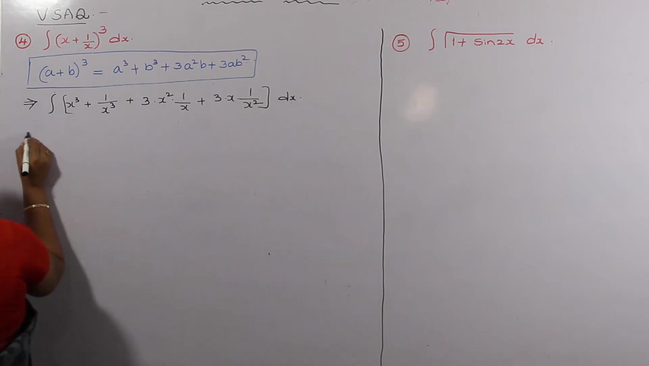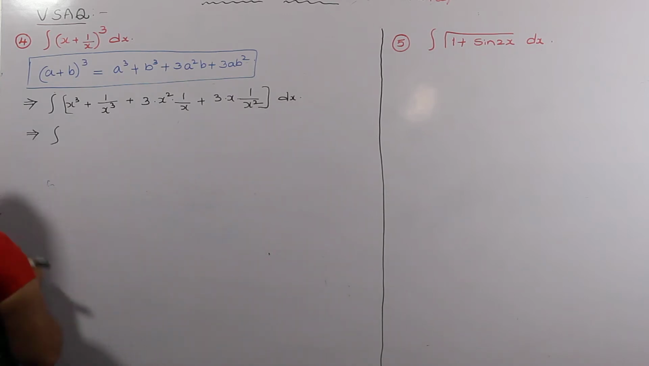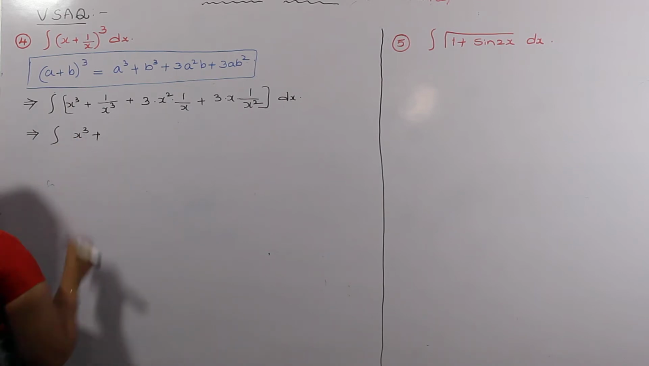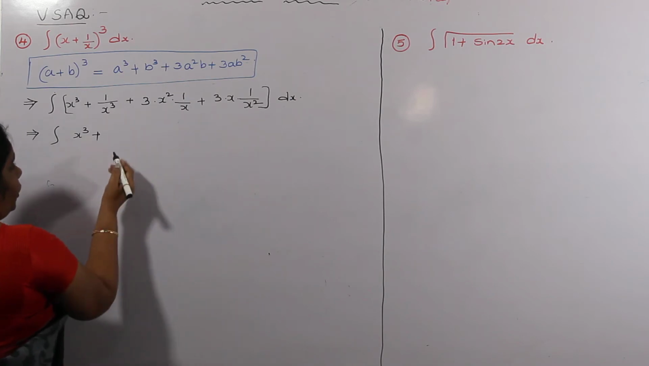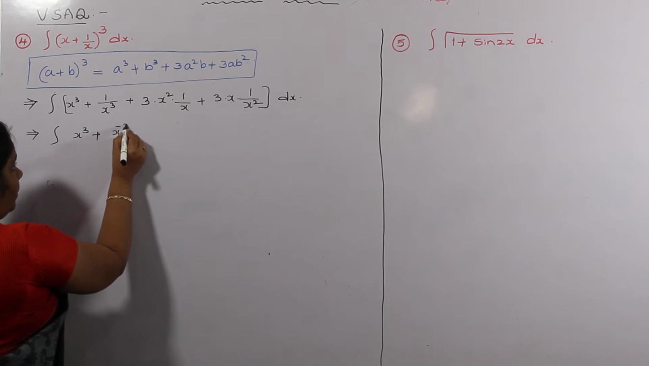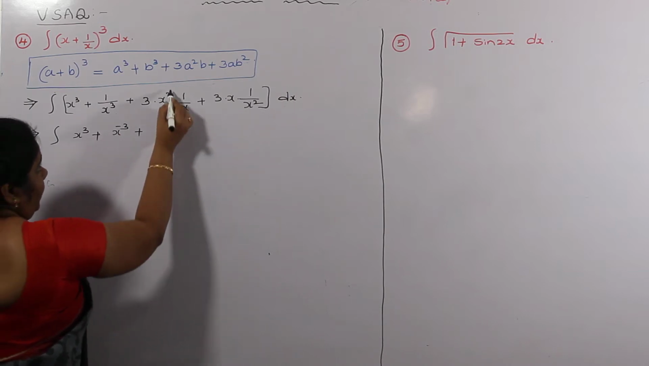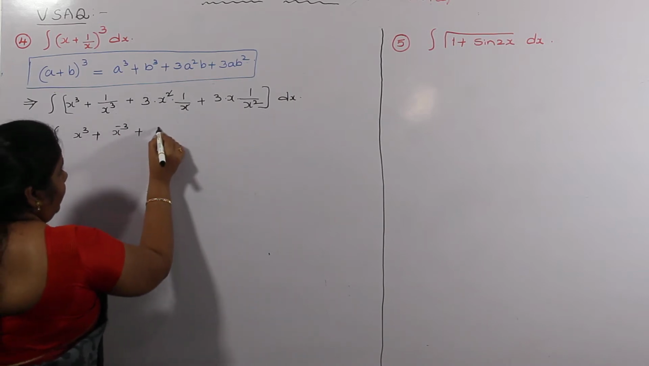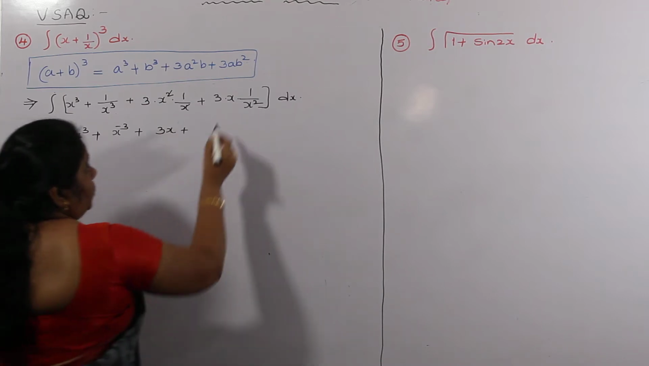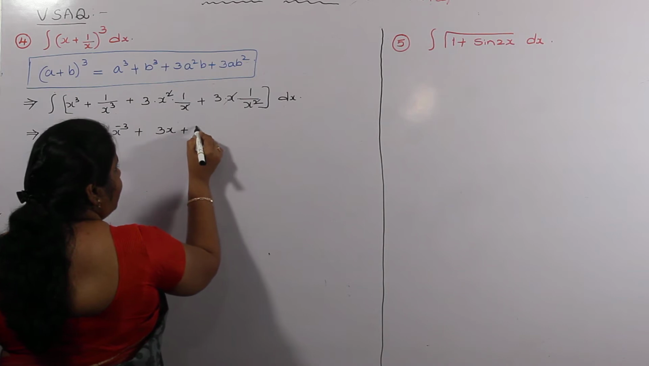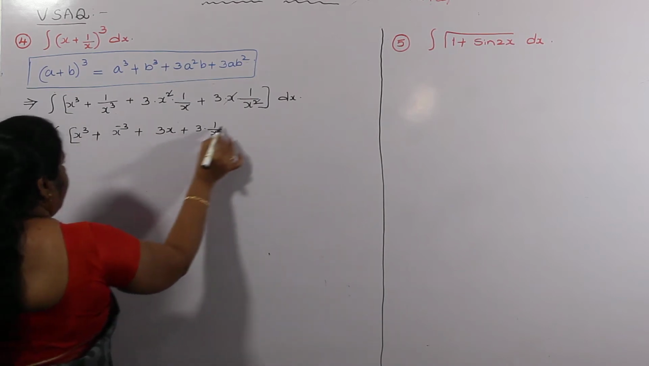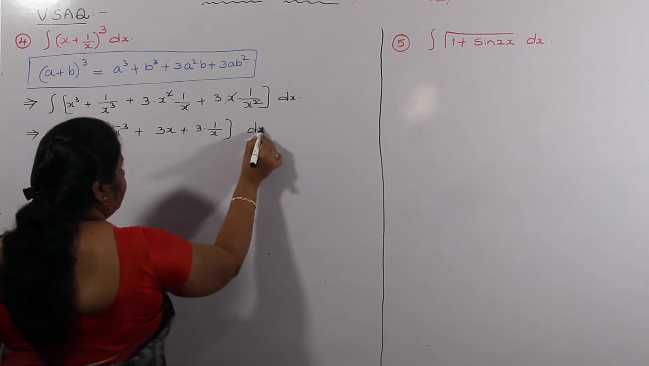dx. That implies integral of this, take it as it is: x cube plus 1 by x cube. 1 by x cube is taken to the numerator, that becomes x power minus 3. Plus, here one x is cancelled, remaining 3x, plus 3 into, here also one x is cancelled, remaining 1 by x, whole dx.